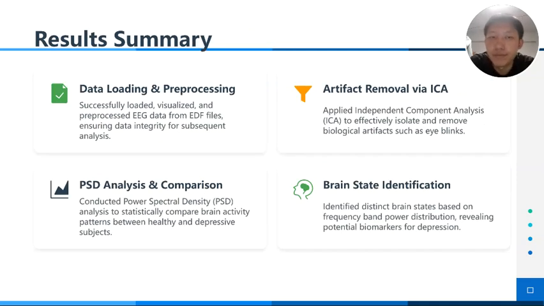In summary, I successfully loaded, visualized, and processed the EEG data. I applied ICA to effectively remove artifacts and conducted PSD analysis to compare brain activity patterns between healthy and depressive subjects, identifying distinct brain states based on the frequency band power distribution.